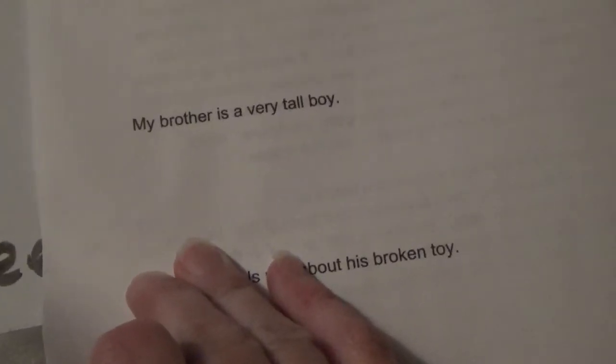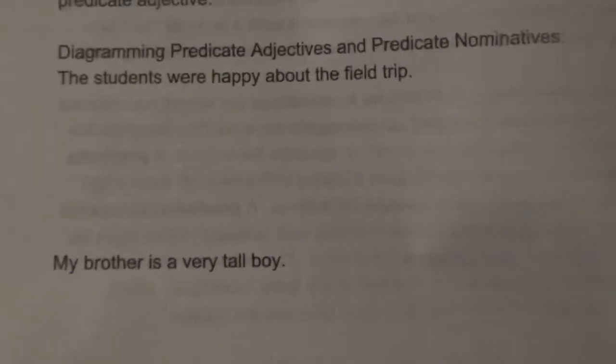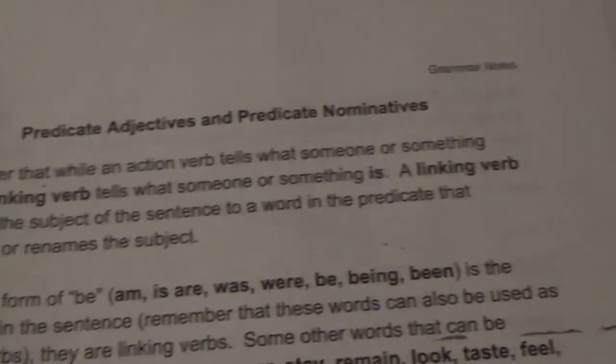We will actually fill in some of the diagrams on this. So on your handout, there are some sentences. The students were happy about the trip. My brother is a very tall boy. The child feels sad about his broken toy. We'll actually diagram those in this video, so you might want to go ahead and print out this handout, Predicate Adjectives and Predicate Nominatives, and keep it out with you, and you could go ahead and diagram these sentences on your handout so that you'll have that information on the handout.